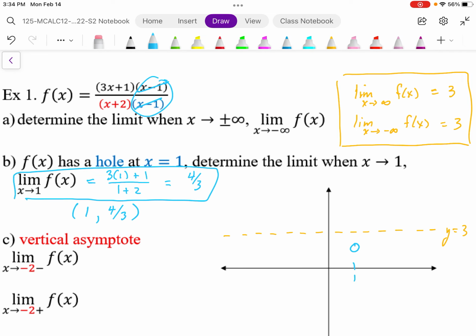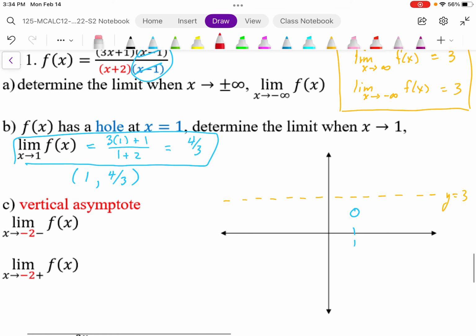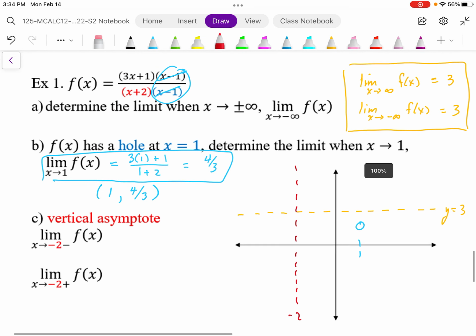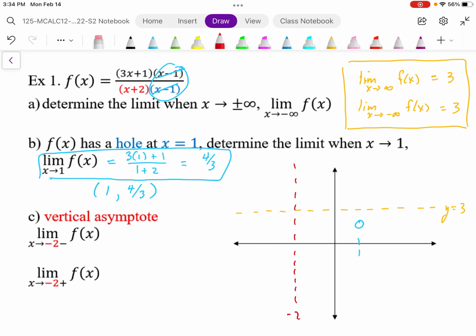So we have vertical asymptotes. The vertical asymptote in this case happens at x equals negative 2. That's when we're going to divide by x plus 2, so we have a vertical asymptote at negative 2. Now, as I approach negative 2 from this side, we want to know what's happening. Okay, so as I approach it from that side, what we can do is plug in negative 2 into this expression. So in the numerator, I get 3 times negative 2 plus 1. That's going to give me negative 5 in the numerator.